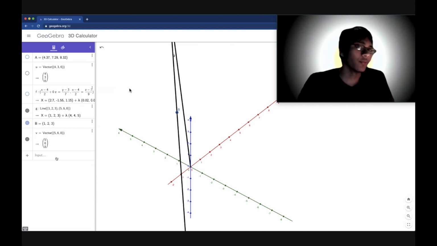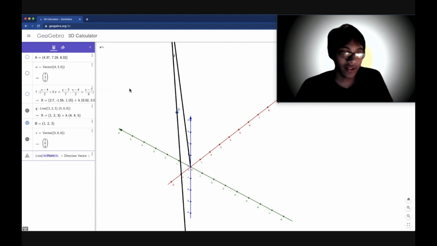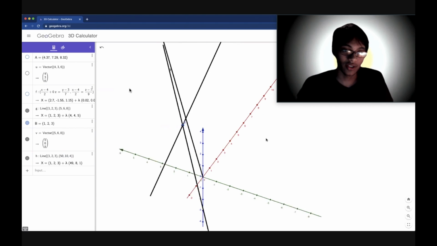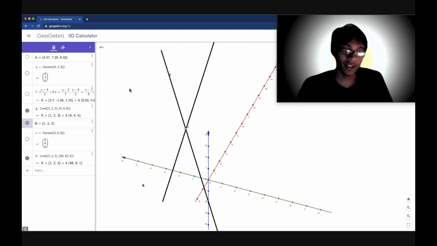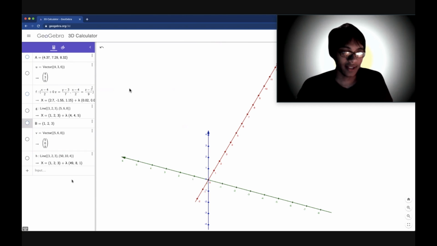Now, some of you were asking me, hey, why can't we just define a line using a point? Well, this should answer your question, right? If we have another line passing through the same point, 1, 2, 3, we can have our line be parallel to a different direction vector. Maybe 10, 10, 4, right? Or maybe let's make it more extreme even. Let's make it 50, 10, 4. You can see that even though both of our lines pass through the same point, they're both in different directions. Alright, so that's points, that's lines, that's vectors.